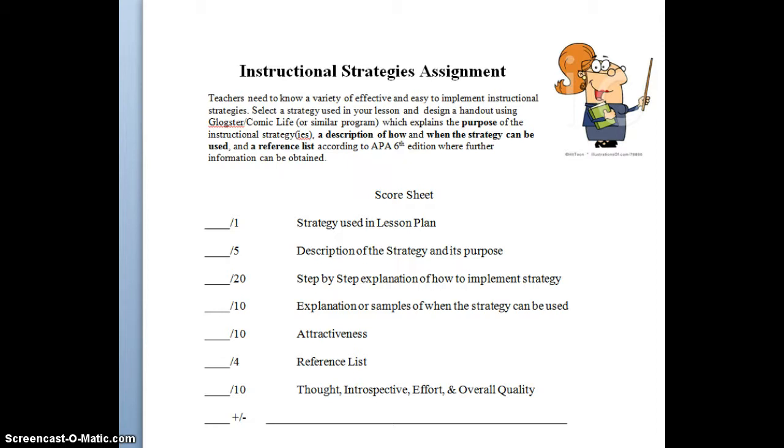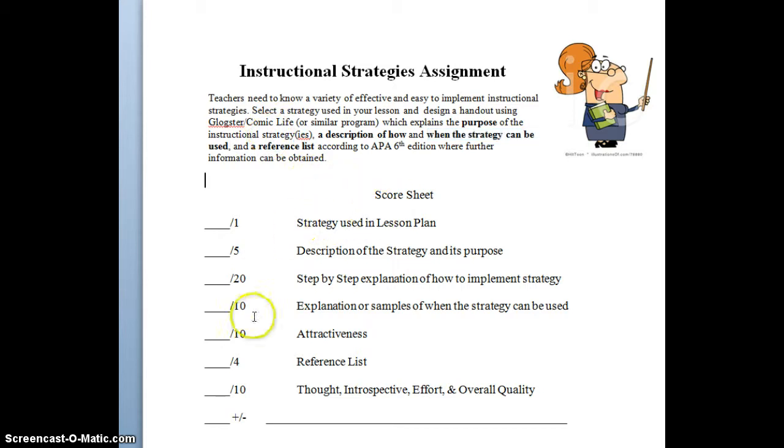And what you're going to need to do is just create a one-page sort of flyer or poster, if you will, about this instructional strategy. So you can use Glogster, you can use Comic Life, you can use Publisher, you could use Google if you'd like to as well. So the goal of this assignment here is that you need to describe how and when the strategy can be used. You also need to include a reference list of where you've gotten these resources and this information.